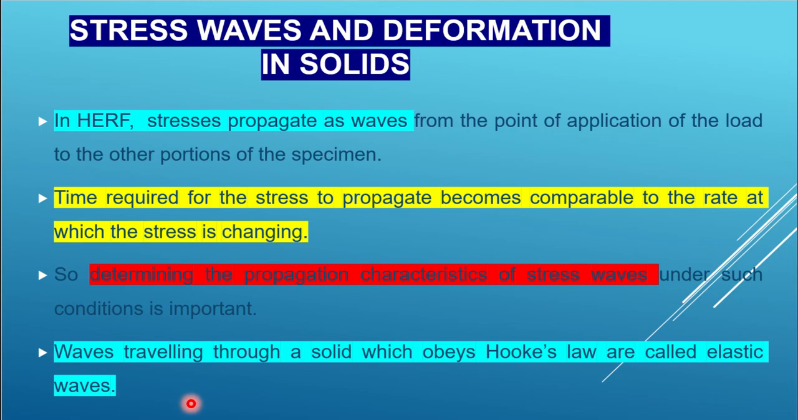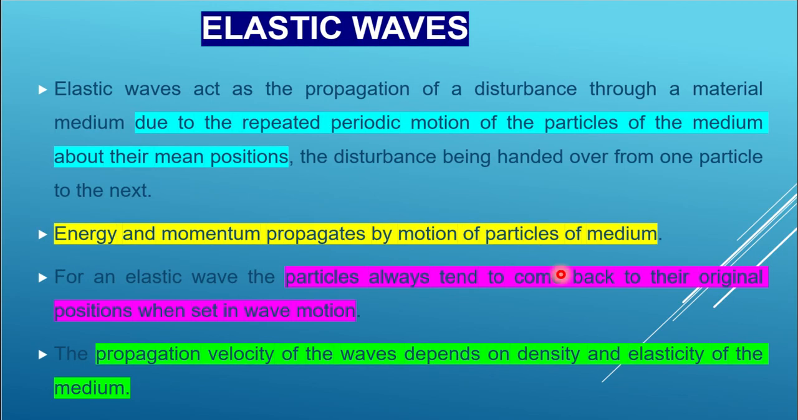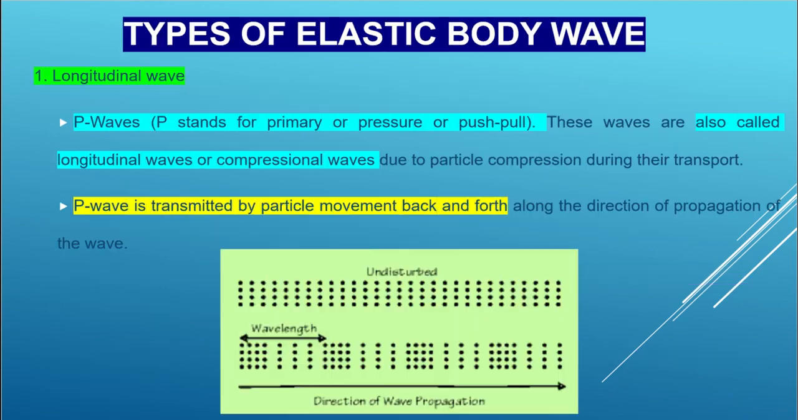So similarly, when the effect of the wave is not there, the particles inside the material will come back to their original position. That is, the waves which obey Hooke's law are called elastic waves. As I mentioned, you can just take a snap of this particular slide and read it out. And now, types of elastic body waves.